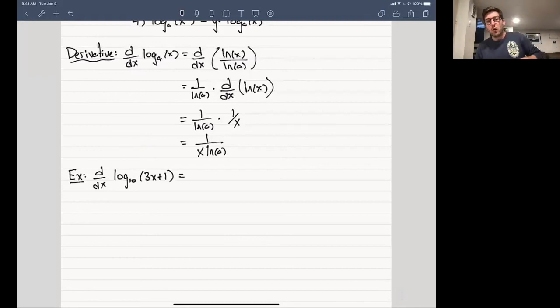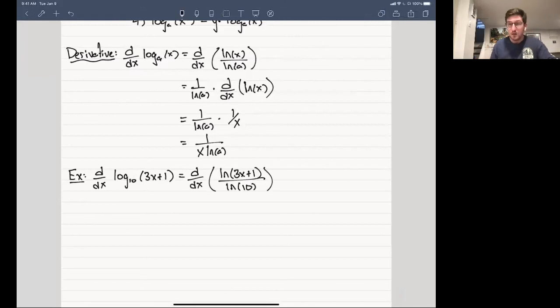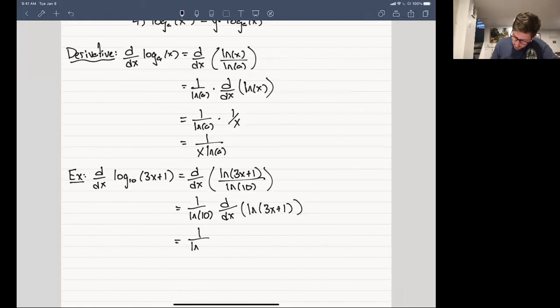Okay, so first of all, let's turn this into a natural logarithm problem. You don't have to do this every single time, but I want to emphasize it as we go through. So this becomes the natural logarithm of 3x plus 1 divided by the natural logarithm of 10. And now the natural logarithm of 10 can come out. We don't need it for this derivative, and we have the natural logarithm of 3x plus 1. So again, the natural logarithm of 10 is just a constant. It's along for the ride.